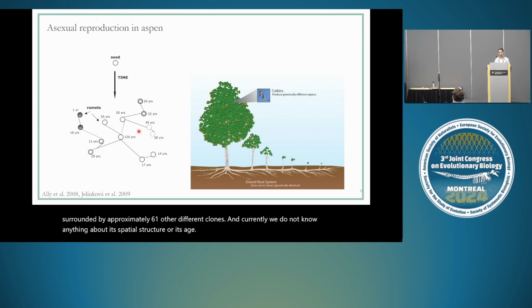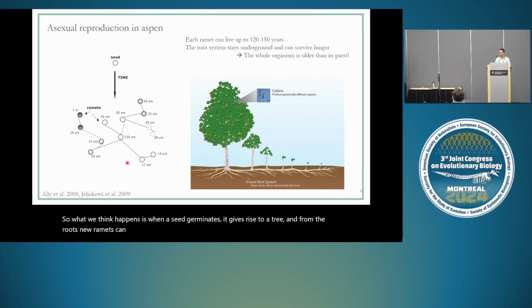So what we think happens is when a seed germinates, it gives rise to a tree, and from the roots, new ramets can grow. What's interesting about these clonally reproducing trees is that each ramet can only live up to 150 years max. However, the root system stays underground and can survive longer, so the whole organism can be older than its parts. So what we were thinking is to follow mutations. For example, if a mutation appears in a root, we could technically find it in the progeny of this root.